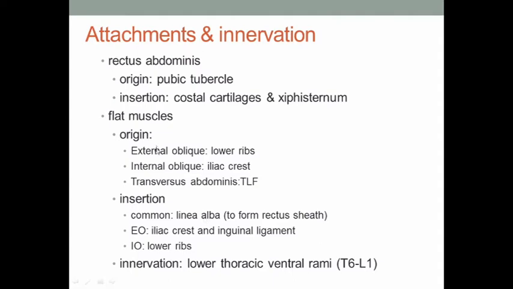This means for external oblique, its origin being the lower ribs is actually superior to the insertion, so it's an exception to the rule. Internal oblique originates from the iliac crest, and transversus abdominis largely from the thoracolumbar fascia. External oblique has an additional insertion on the iliac crest and the inguinal ligament, and internal oblique has an additional insertion on the lower ribs. And all of these muscles are innervated by the lower thoracic ventral rami.